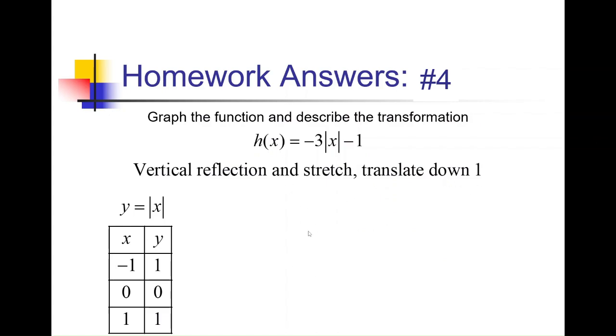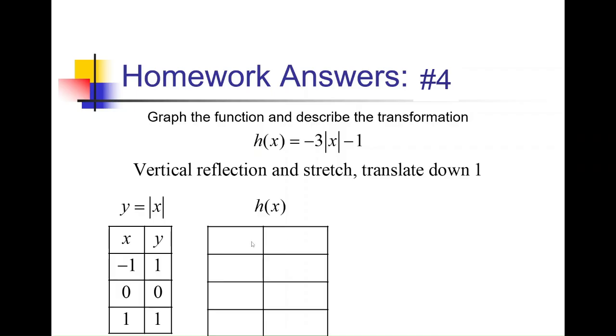So let me come up with a table for h of x now with some new rules. X is just still going to be x. There's nothing that actually happened to the x's here. Nothing happened inside the function. For the y's, though, we have to do negative 3 times y and then minus 1. So that's going to give us, for the x's, still negative 1, 0, and 1. For the y's, we've got negative 3 times 1 is negative 3. Minus 1 from that, we've got negative 4. Then we've got negative 3 times 0 is 0. Minus 1 is negative 1. And then we still have 1 becoming negative 4 when we use that rule.